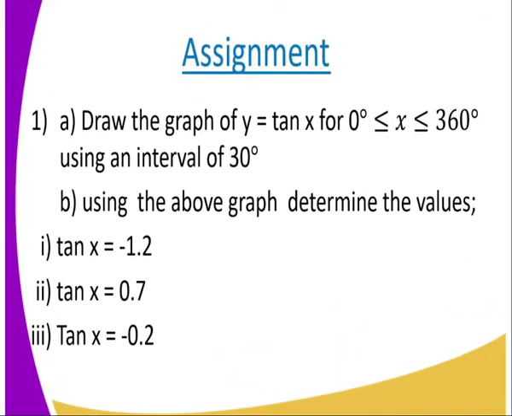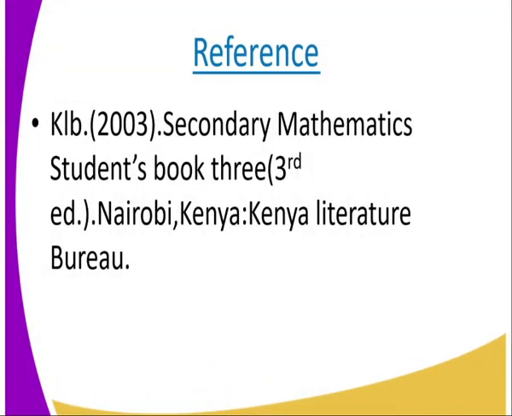The assignment for today: draw the graph of y is equal to tan x for 0 degrees all the way to 360 using the intervals of 30 degrees. Then use that graph to get tan x is equal to negative 1.2, tan x is equal to 0.7, and tan x is equal to negative 0.2. For more information, you can visit the KLB 2003 Secondary Mathematics Student Book 3, that edition.